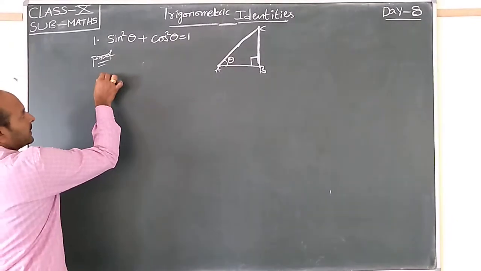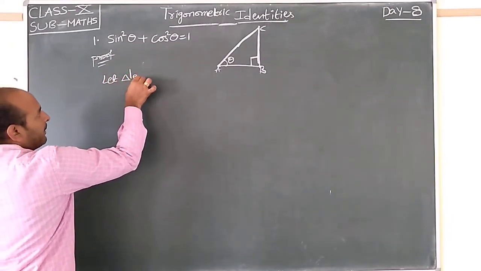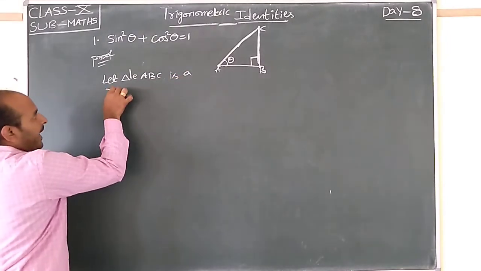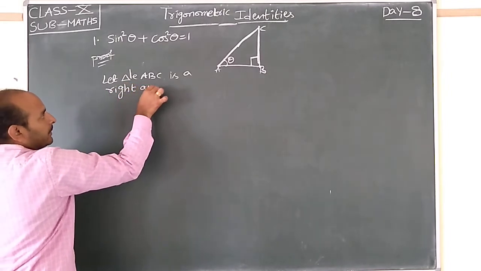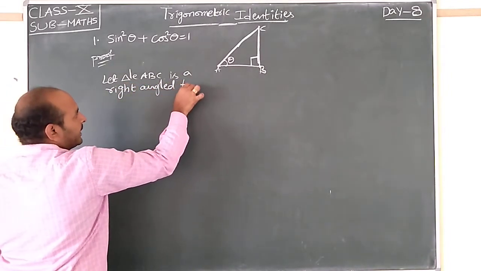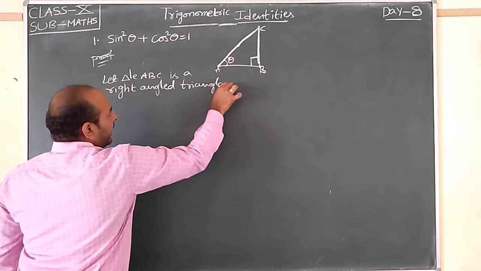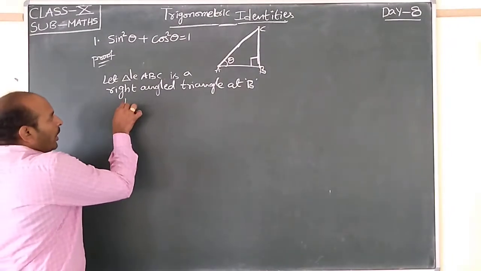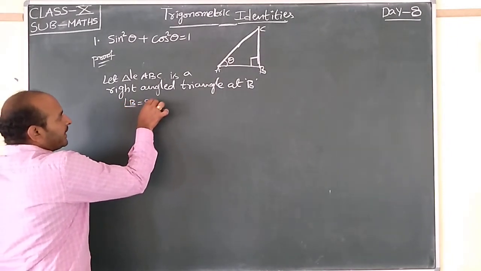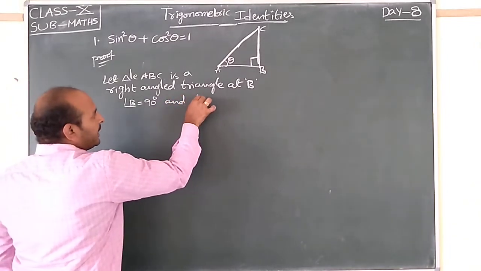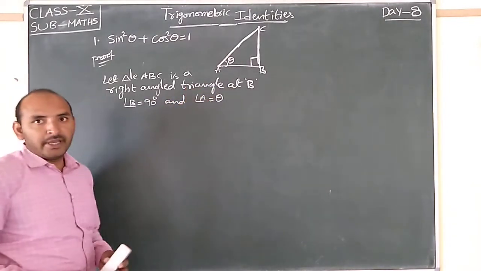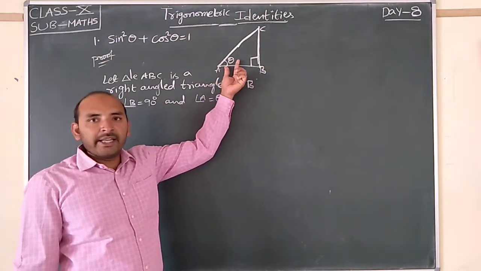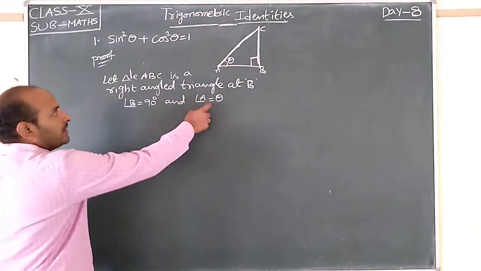So now let triangle ABC be a right angled triangle at B. Now angle B is equal to 90 degrees and angle A, I am taking as theta. This is the right angle triangle at B and angle A is theta. Let us consider angle A is equal to theta.